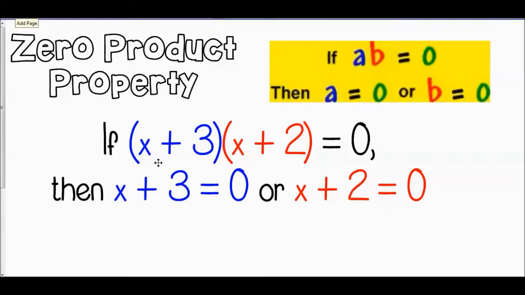So that's the zero product property. Boil this down to something really simple that you learned in like second grade. If a number times another number equals 0, then either the first number or the second number equals 0. So if something like this, x plus 3, which would be like the a value, times x plus 2, which would be the other value, equals 0, then either x plus 3 equals 0, or x plus 2 equals 0.